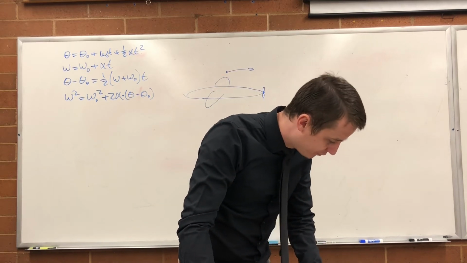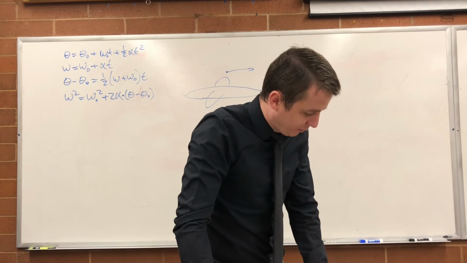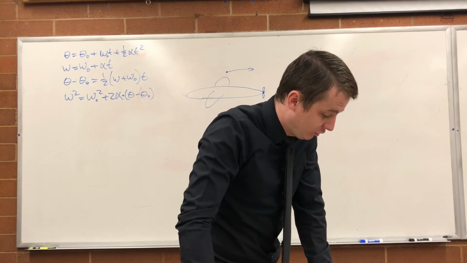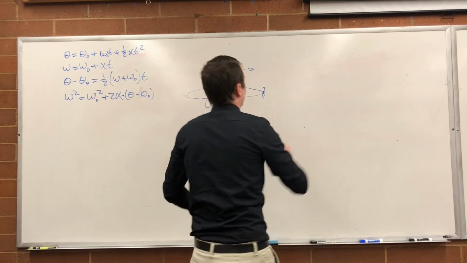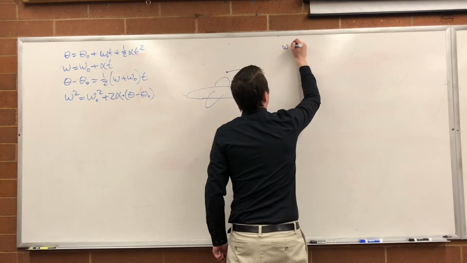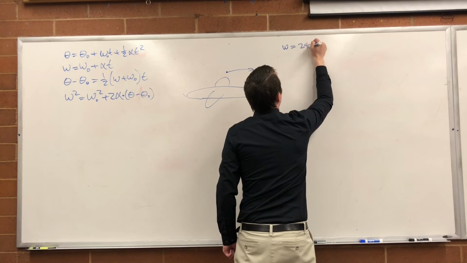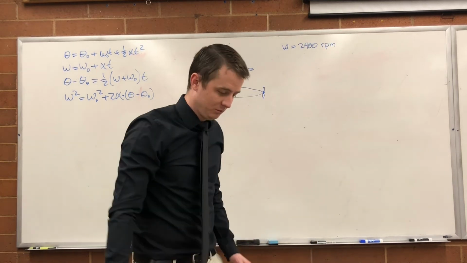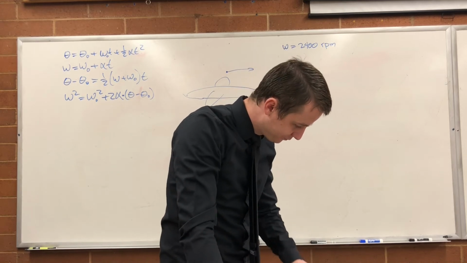So let's see what we're after. You're designing an airplane propeller that is to turn at 2,400 revolutions per minute. So our omega is equal to 2,400 revolutions per minute. We need to convert that to radians per second. We'll leave it like that for a sec.